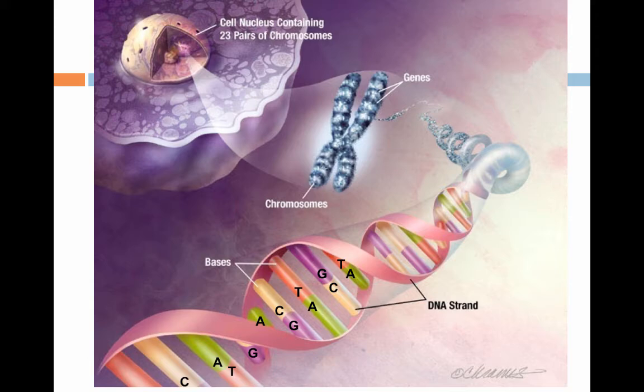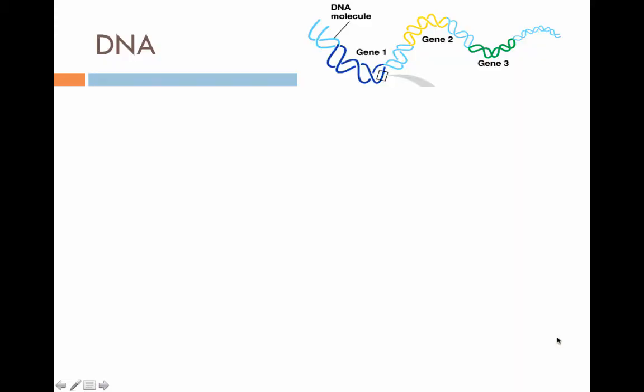When your cells get ready for cell division, either mitosis or meiosis, that DNA becomes really coiled. That is called a chromosome. So DNA and chromosomes are exactly the same thing. Chromosomes are just tightly coiled versions of the DNA. So what exactly is DNA?